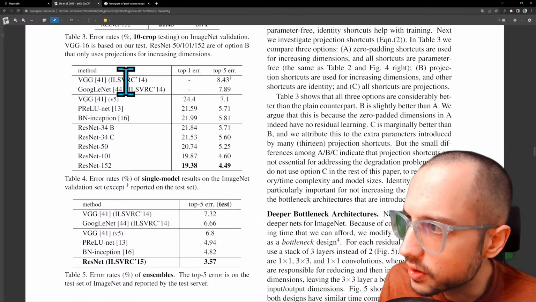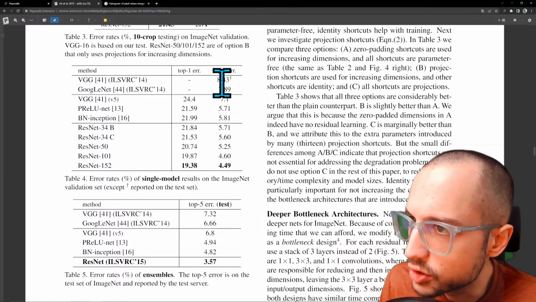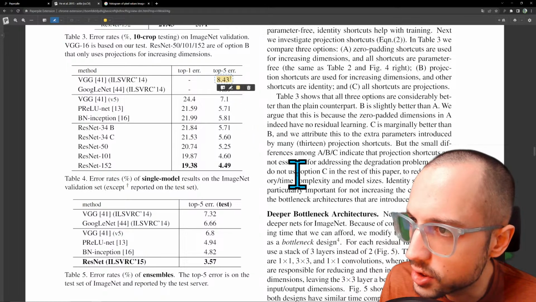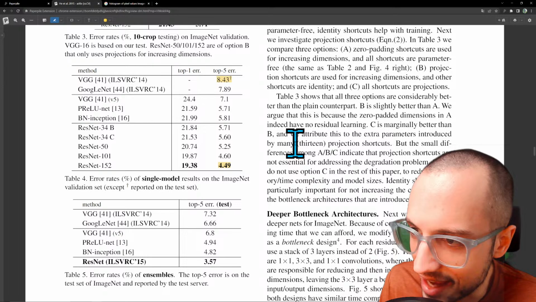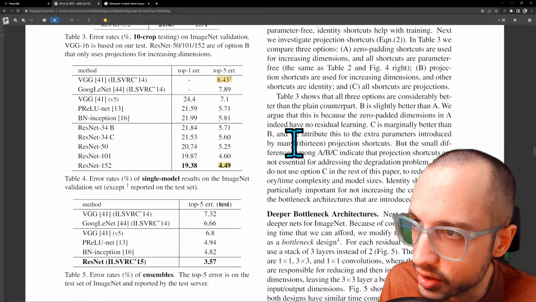These were pretty good scores. So like here, for example, in 2014, the winner of the competition got 8.4, and then their model got basically half of that, 4.4, top 5 error.